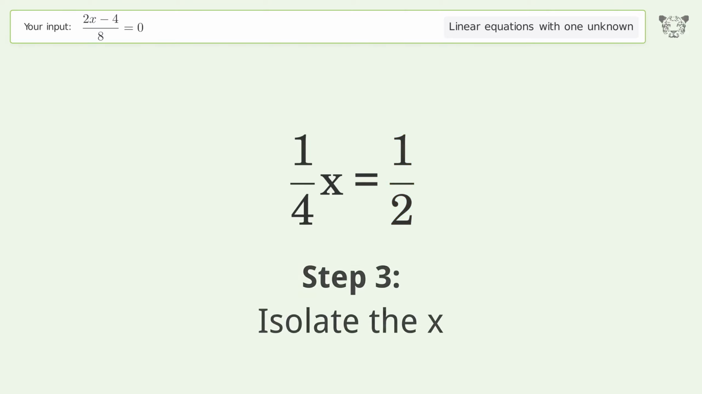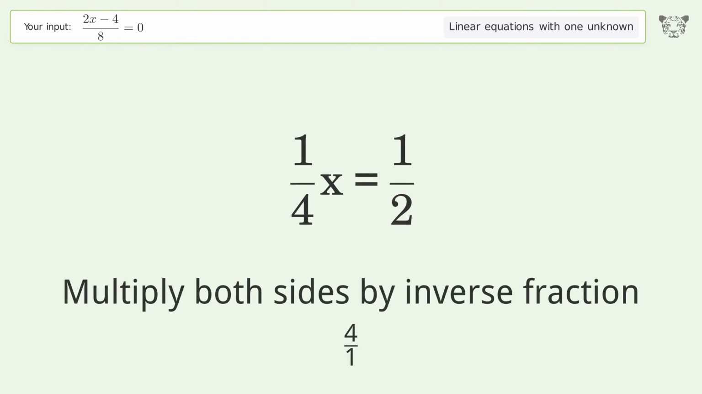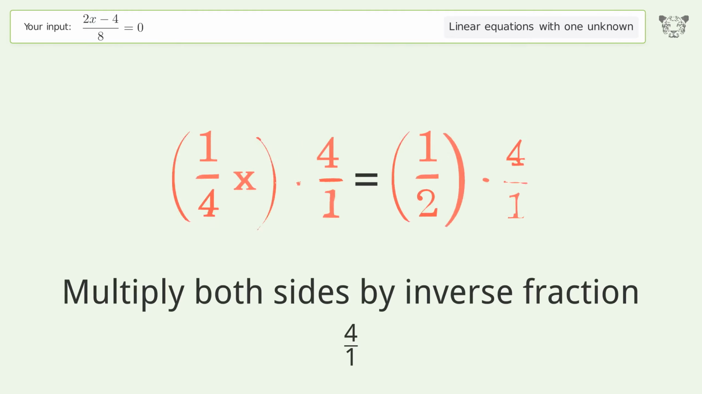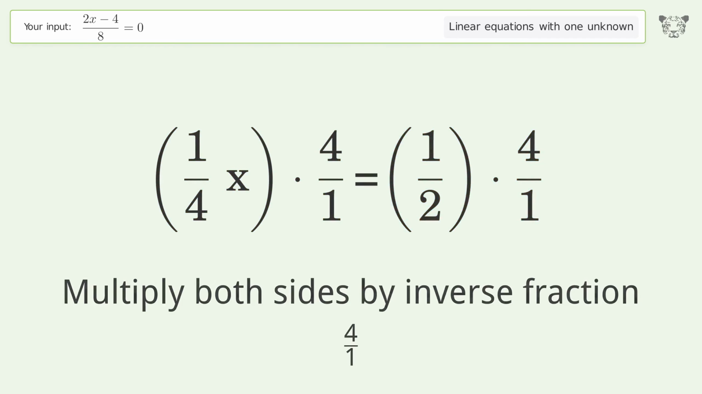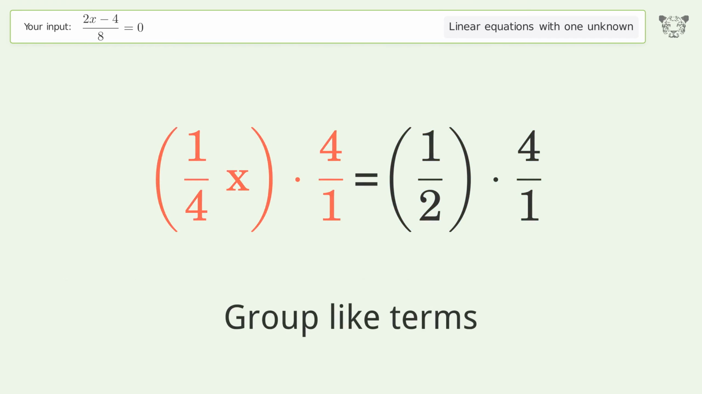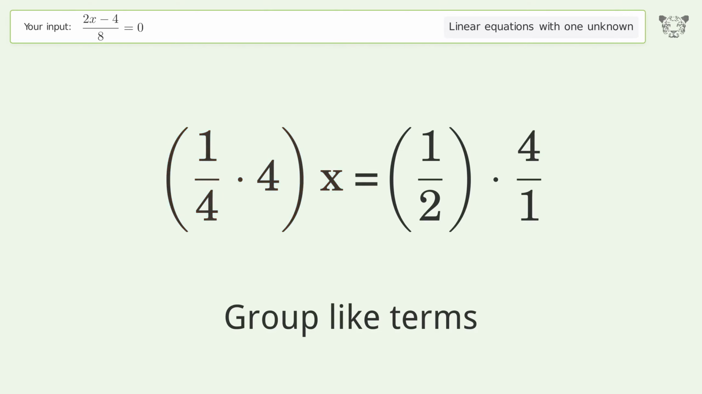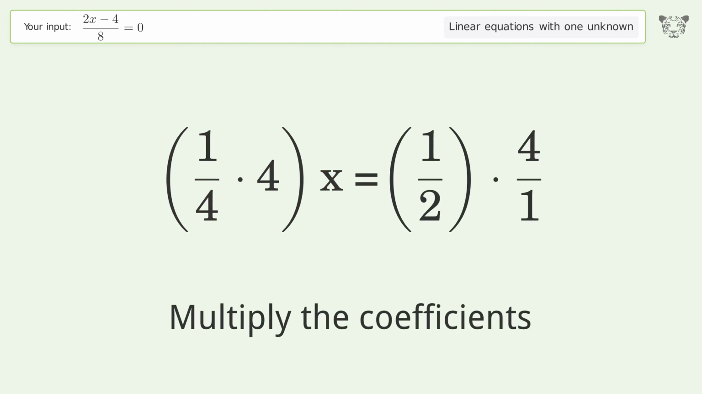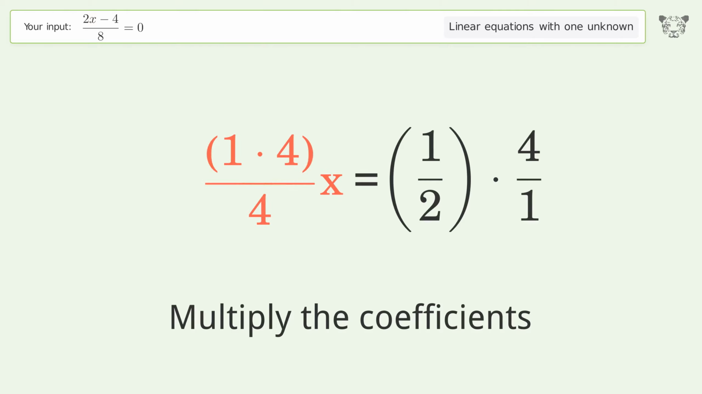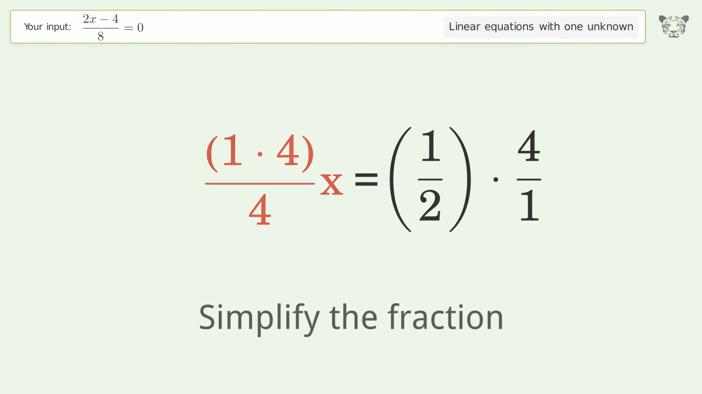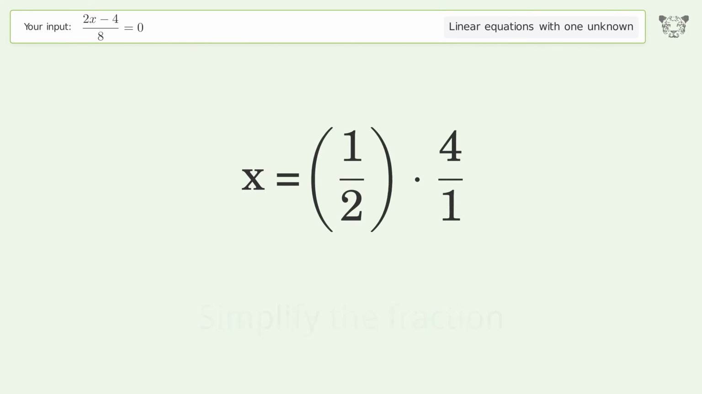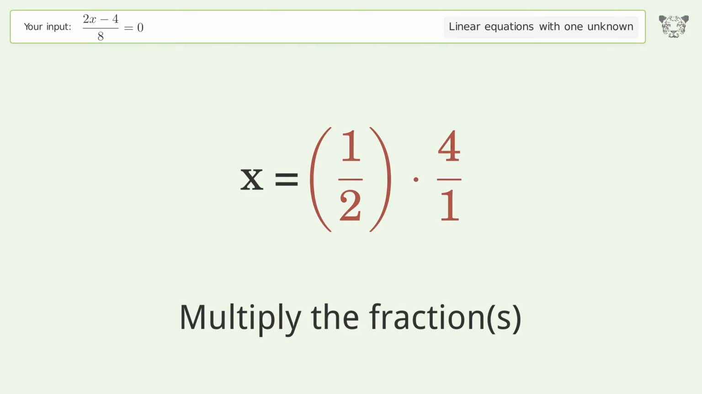Isolate the x. Multiply both sides by inverse fraction 4/1. Group like terms. Multiply the coefficients. Simplify the fraction. Multiply the fractions.